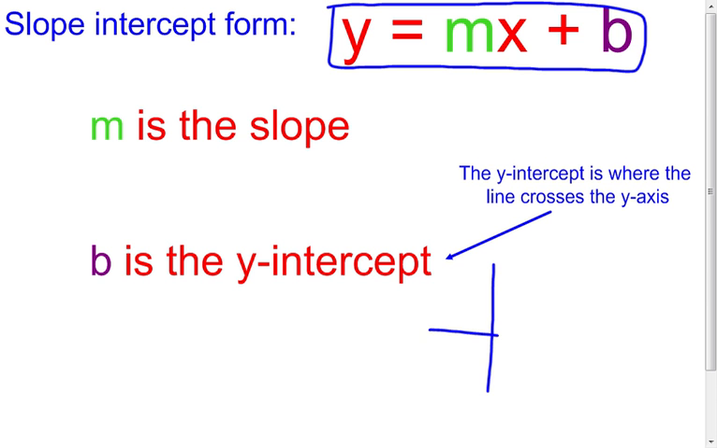So if we're dealing with a graph right here, and let's say that this is our line, just a reminder that this point right here is called the y-intercept, or the b in the equation.